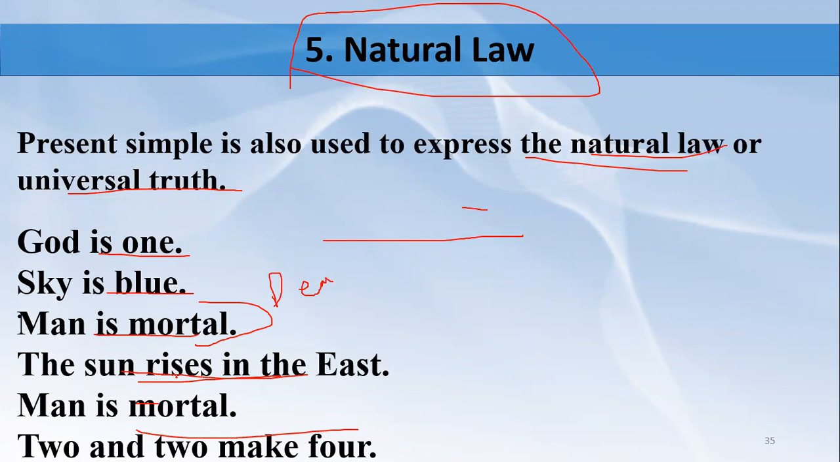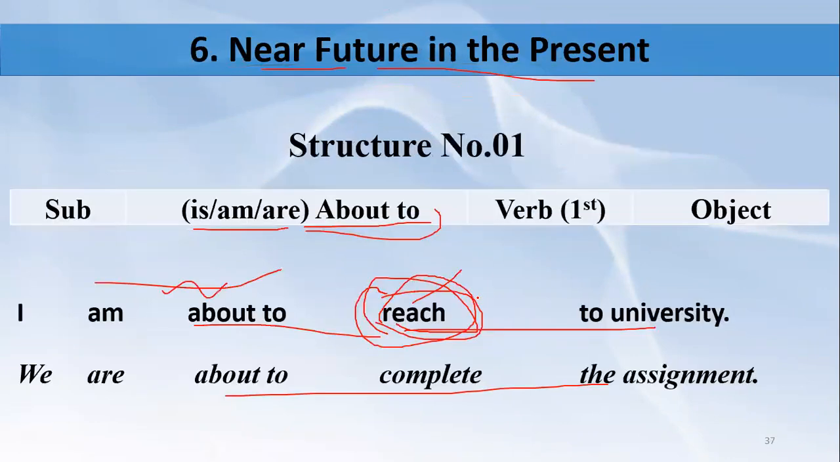So the sun rises in the east, that is a universal truth. Fine. That is a natural law. Fine. A law of nature. A man is mortal. Okay, 2 and 2 make 4. Water consists of H2O. That is a universal truth. Fine. So these are the natural laws, and these are the things which we talk about in present simple tense.